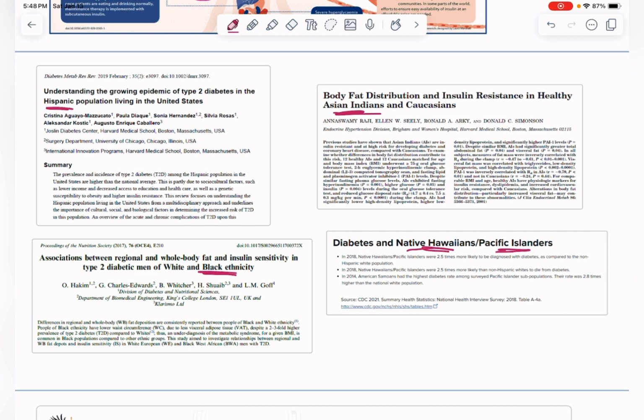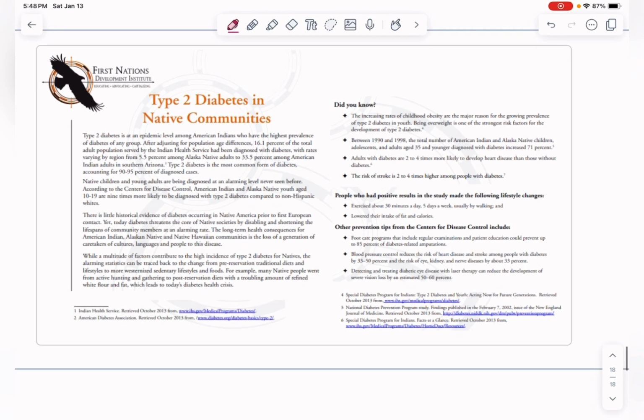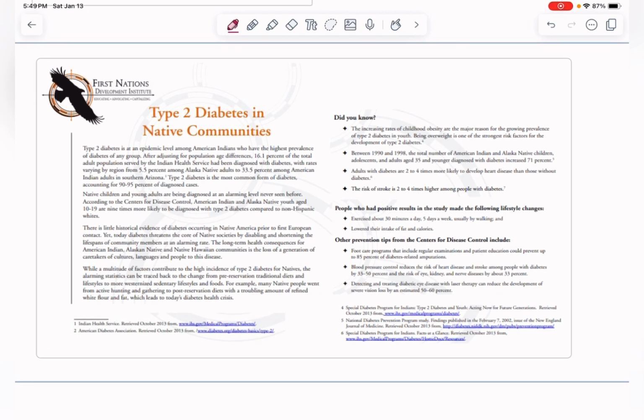And certainly some of this has to do with disparities in healthcare, access to quality healthcare, but they're also finding that there may be a genetic component to it as well, that some ethnicities may just have a higher predisposition for insulin resistance. They're more likely to accumulate visceral fat, perhaps, and they're more likely for their insulin sensitivity to be affected as a result of that. This is also true in Native communities in the United States.